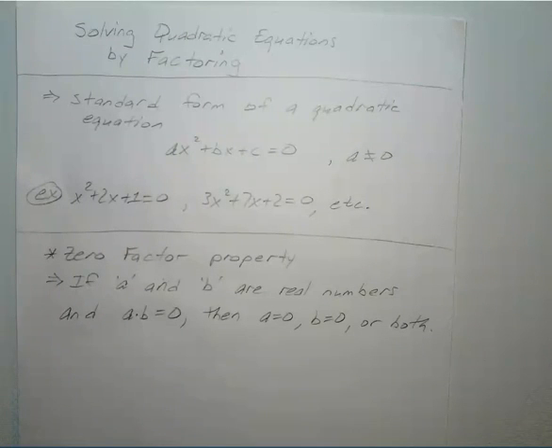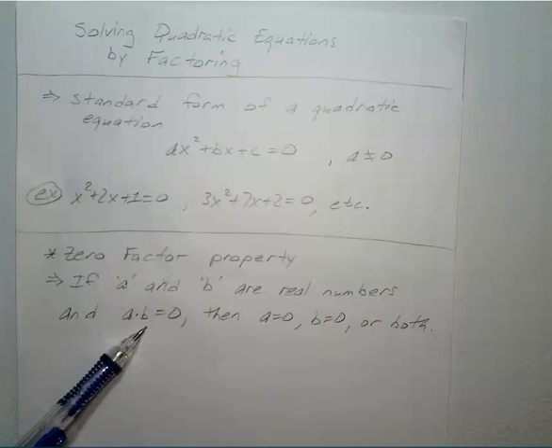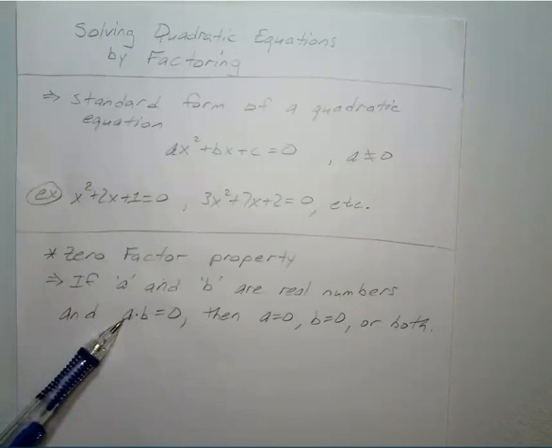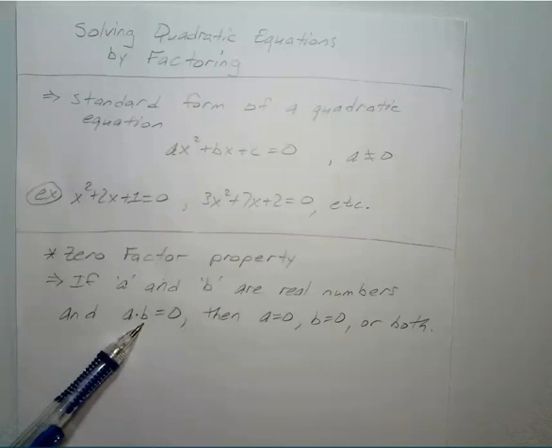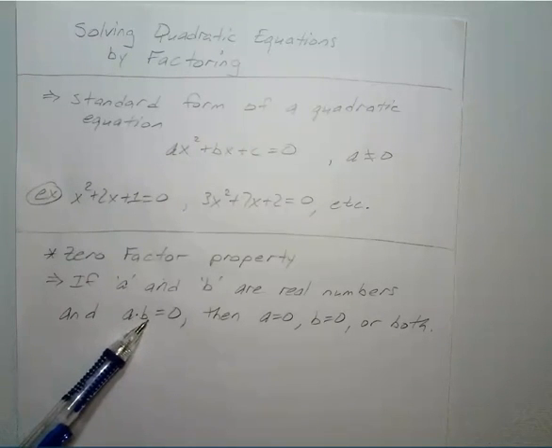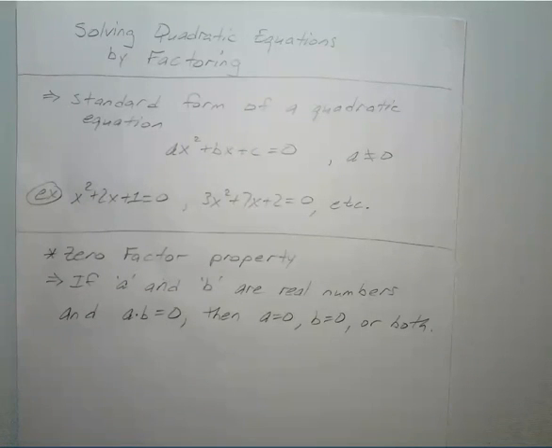Okay, so what that's saying is, if you have two numbers and you multiply those two numbers to get 0, then one of those numbers will have to be 0, because 0 times anything will be 0. So a could equal 0 because 0 times b will be 0. B could equal 0 because a times 0 is 0. Or both of them could be 0. 0 times 0 equals 0.